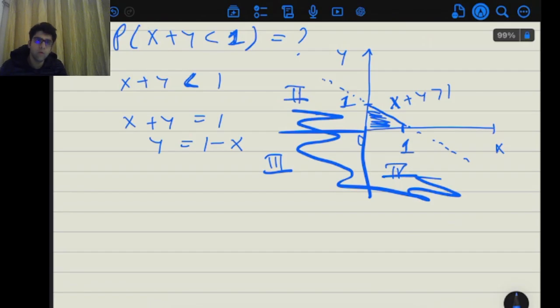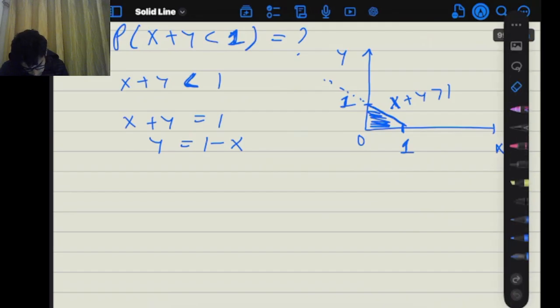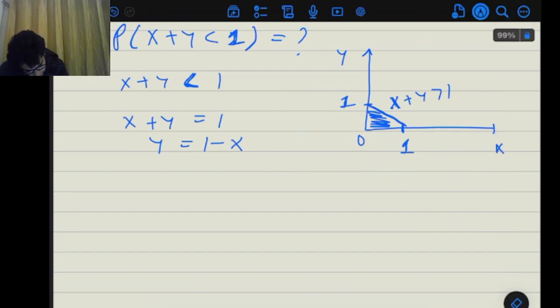But we also know that x and y are lying between 0 and infinity, so we need to not take these quadrants into account. So now if I just clean my diagram a bit. Right? So we need to find this area.